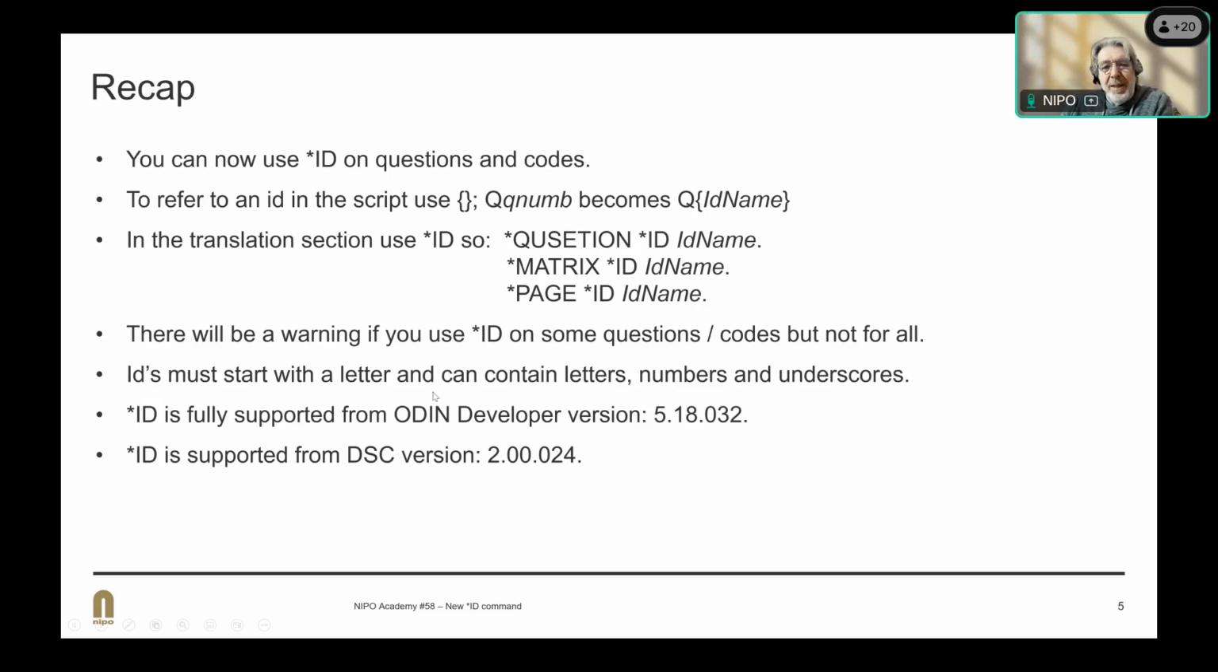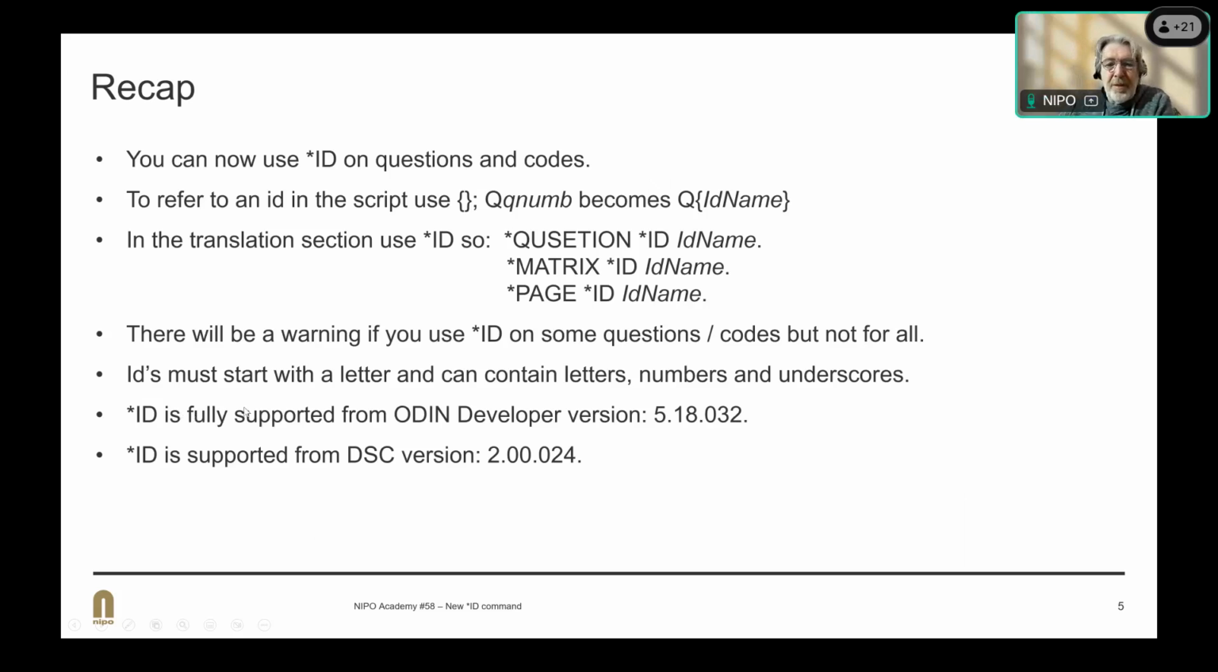IDs must start with a letter, and they can contain letters, numbers, and underscores. No other characters than that. And they, as said, must start with a letter. The star ID is fully supported from ODIN developer version 5.18.032 onwards.